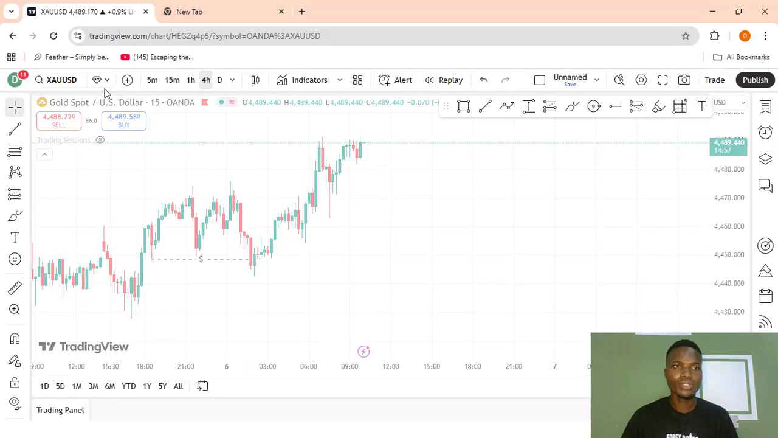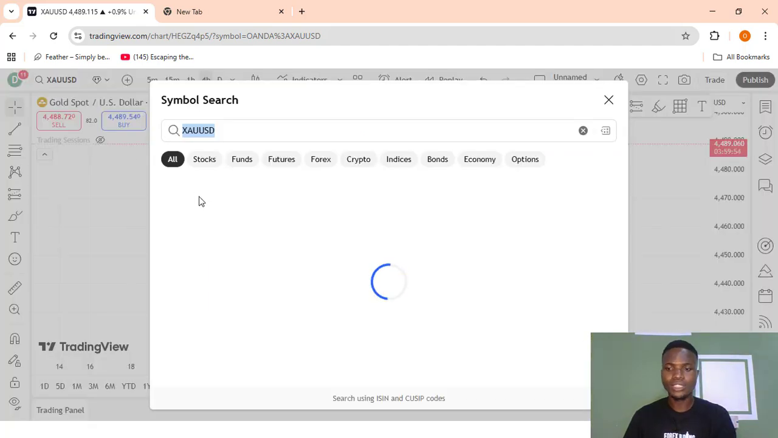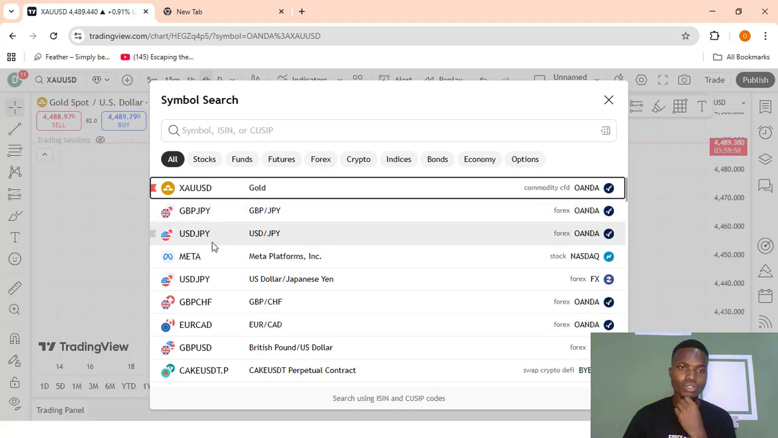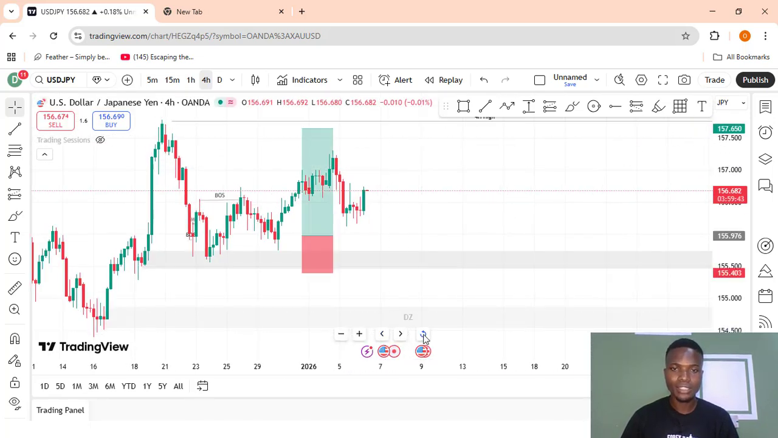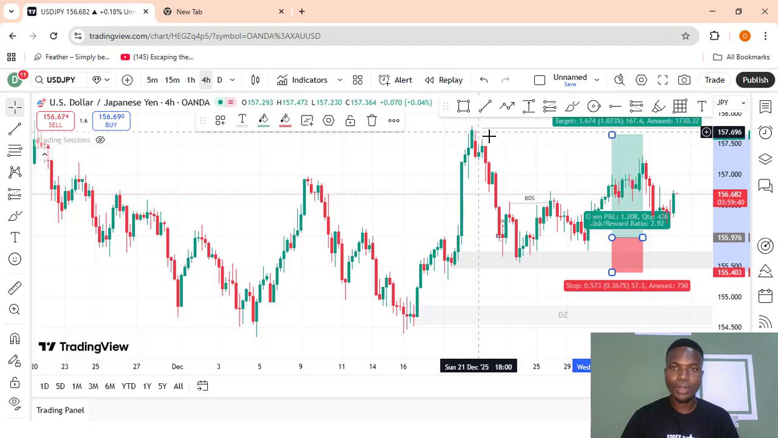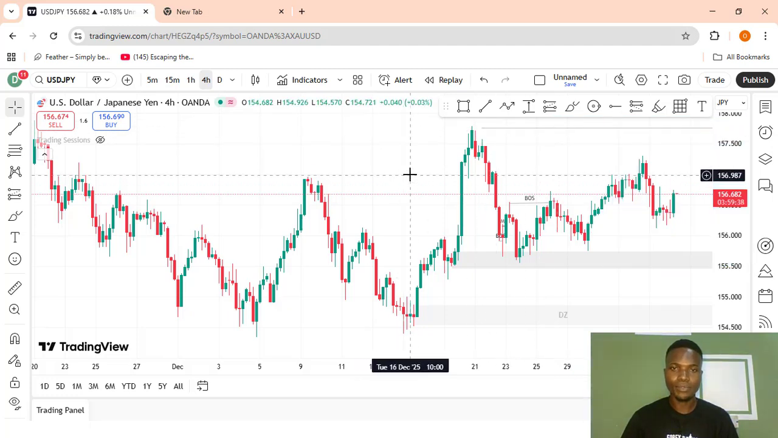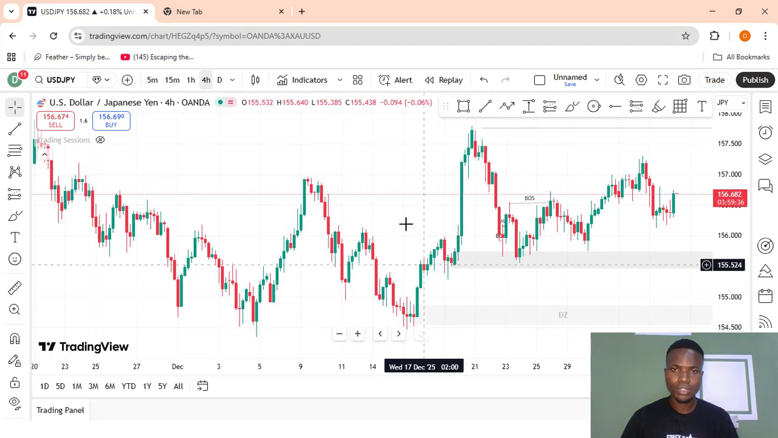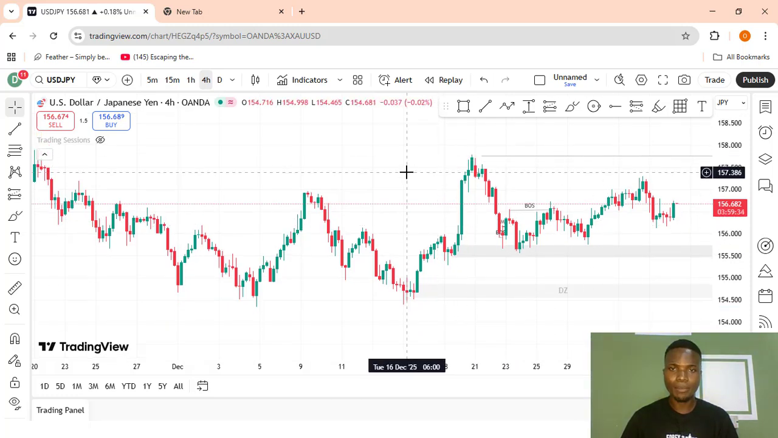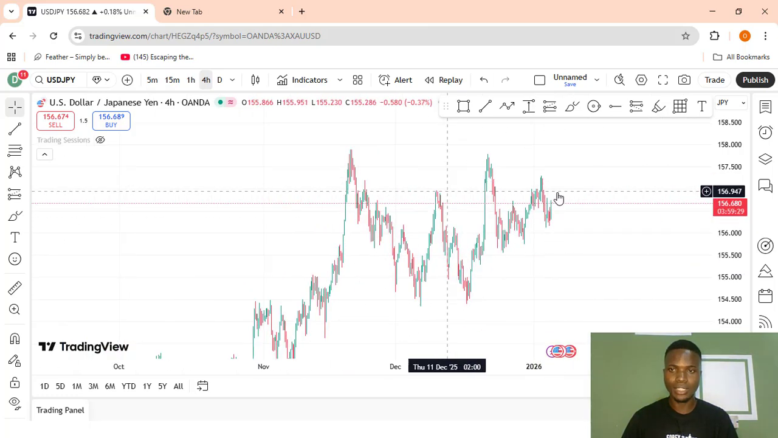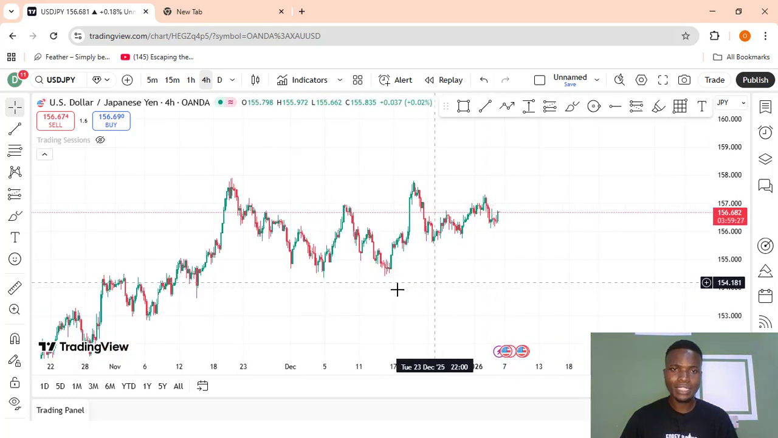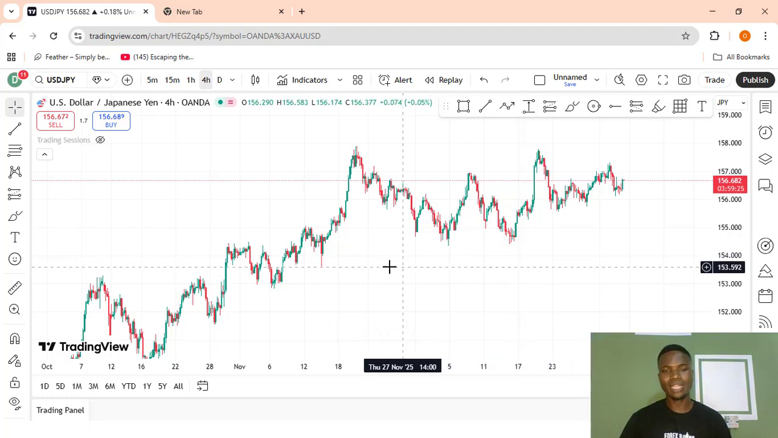All right, so let me just change the pairs to another pair. Let us use USD JPY. We can see that we are on the 4-hour time frame, and I'm going to clear up these markups that I have made on the chart already.